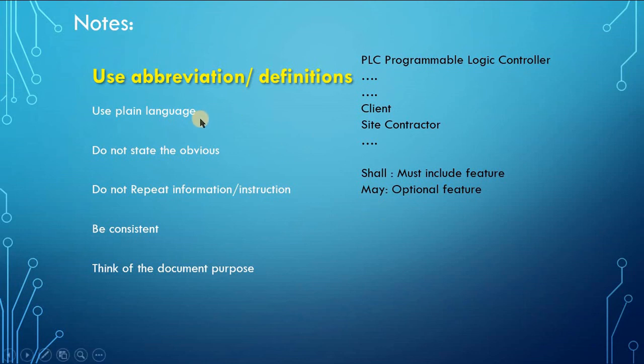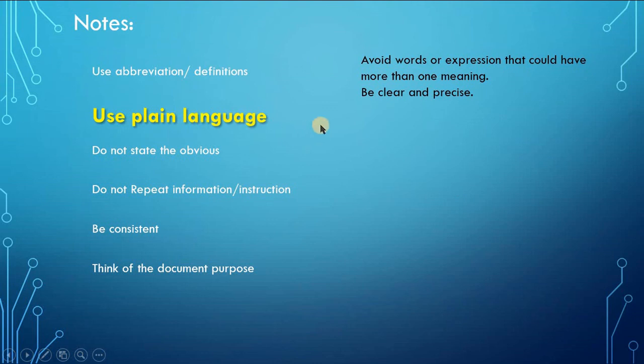Now the second item is try to always use plain language. That means easy to understand. Words which can be understood have different meanings, 2 or 3 meanings. Don't use them. Be very clear and precise in your description. This is just a control narrative for the programmer. It is not more than that. So don't make it more than that.